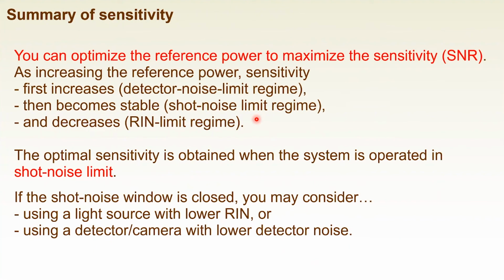And then let me summarize the point. The first point of the second half of today's lecture is that you can optimize the reference power to maximize the sensitivity, or similarly the SNR. As the reference power increases, the sensitivity first increases in the detector noise limit. And then it becomes stable at the shot noise limit, and you need to find this regime. And then it decreases in the RIN limit. And the optimal sensitivity is obtained when the system is operated in the shot noise limit.